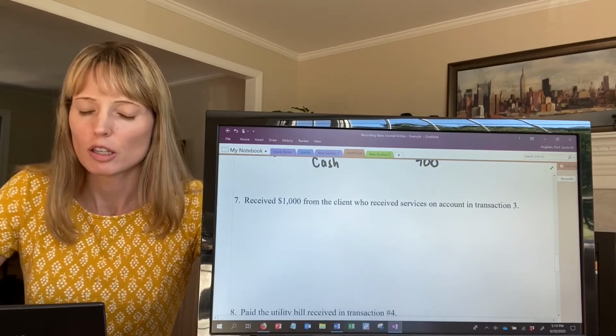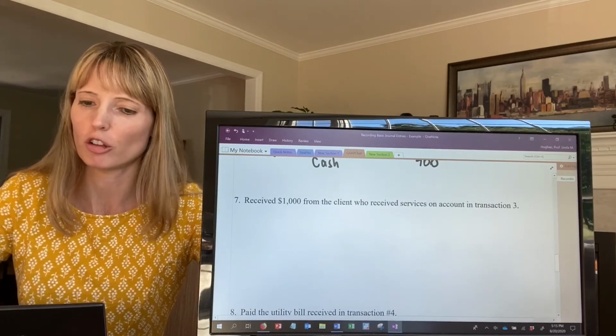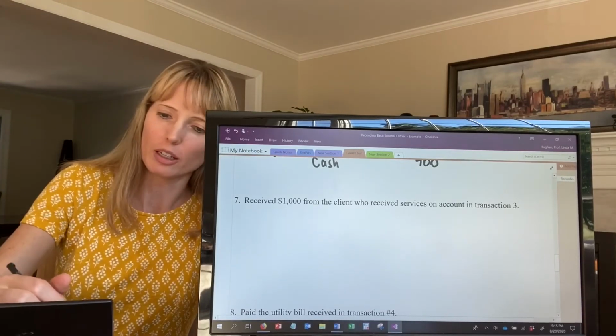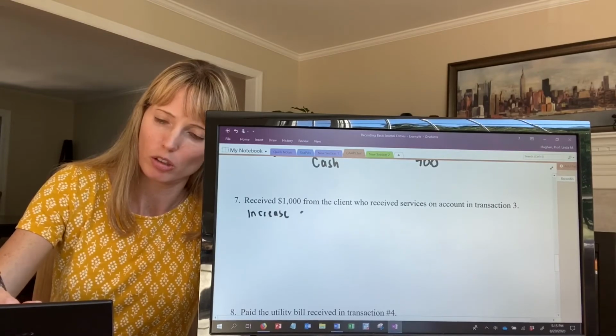Transaction 7 says received $1,000 from the client who received services on account in transaction 3. So clearly we're getting cash. So we're going to increase cash, an asset, and debit cash by 1,000.